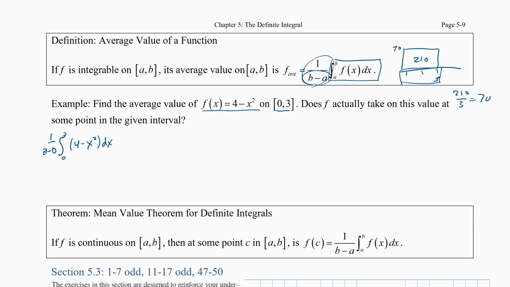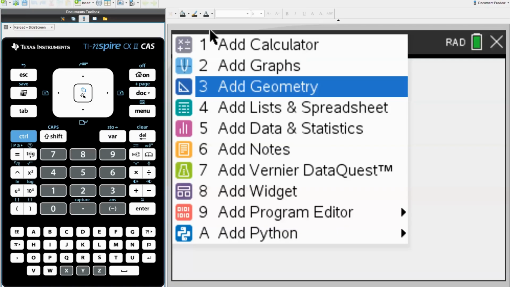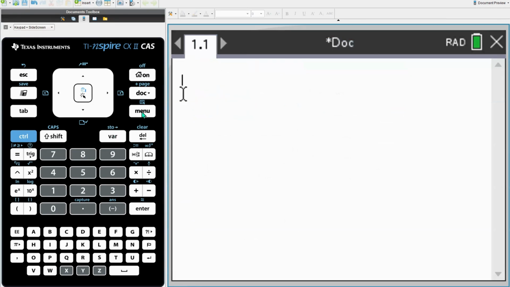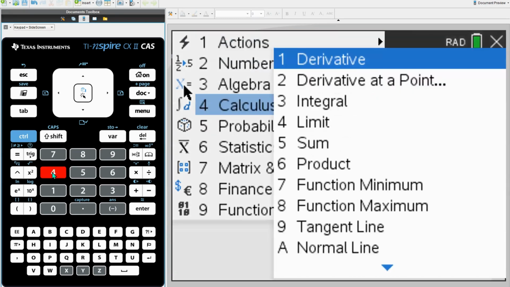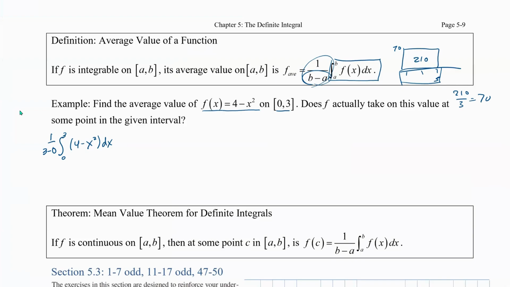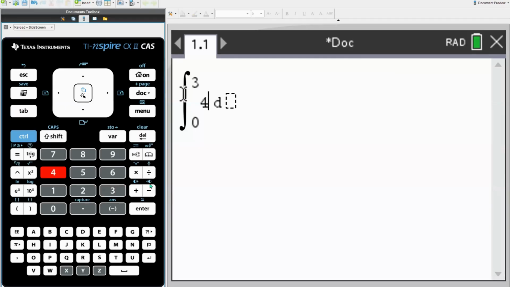I'm going to do that on the calculator, starting with a calculator page. I can go menu, calculus, integral, and it gives me a place to put in our numbers. 0 to 3 are the limits of integration. 4 minus x squared. So I'll put 4 minus x squared, and I'll put dx at the end. And it says the value of this is 3. Oh, I suppose I was supposed to divide that by 3.